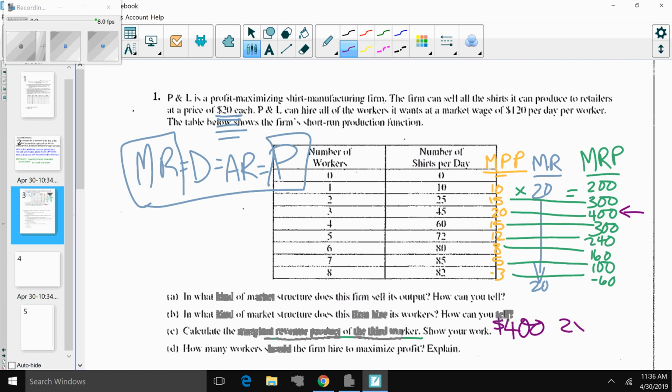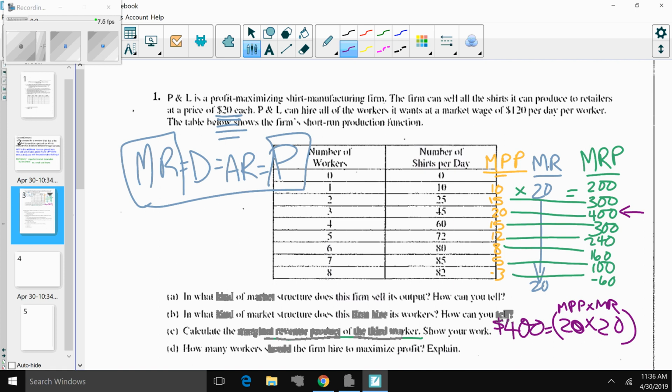It's 400 because 20 times 20 equals 400. And you can type MPP times MR. 20 times 20 equals 400. Okay, so that would be your answer for C.